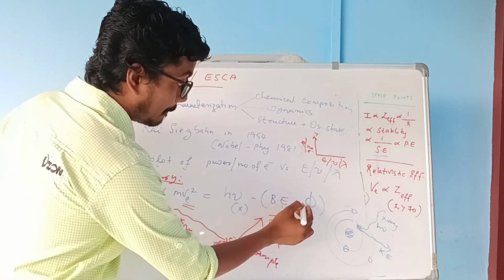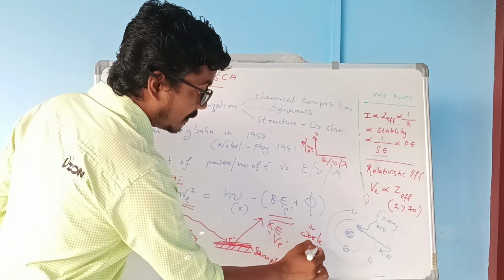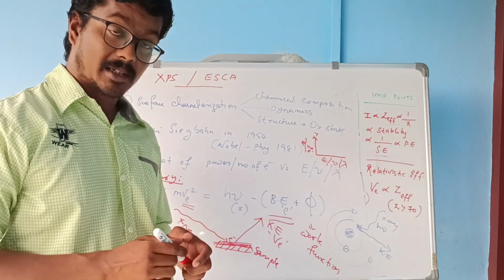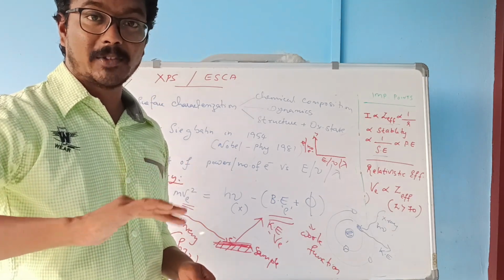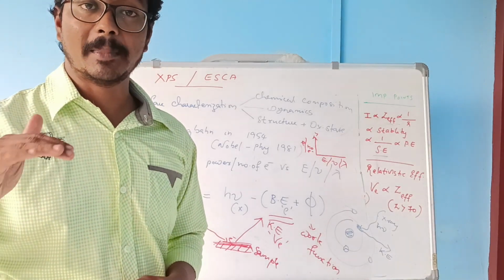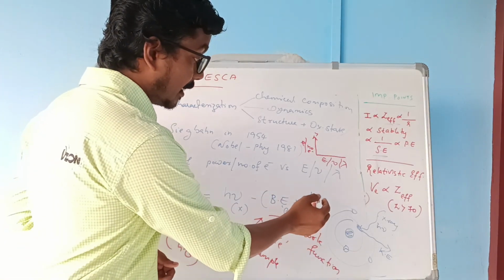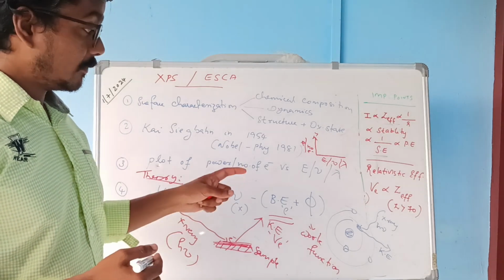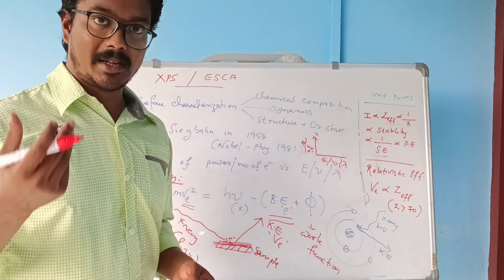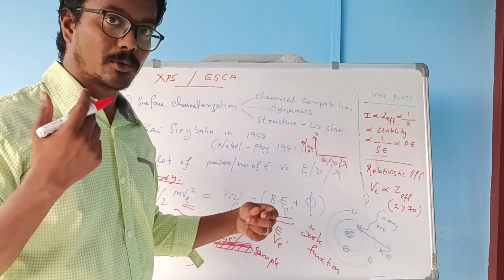So binding energy plus phi. This is called the work function. Work function is the minimum amount of energy required to remove an electron from a surface, a metal surface. It is a constant that depends on the type of the metal, and it has already been calculated and is available. Experimentally, it is calculated for every metal, and we can apply it depending on which type of metal is being used in the system.